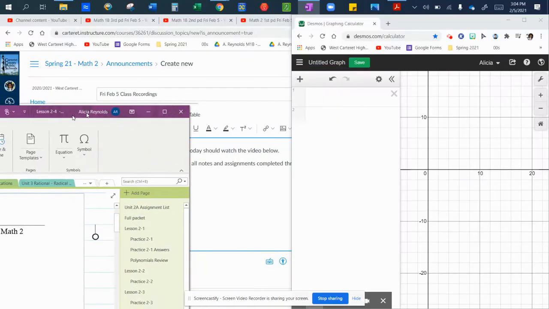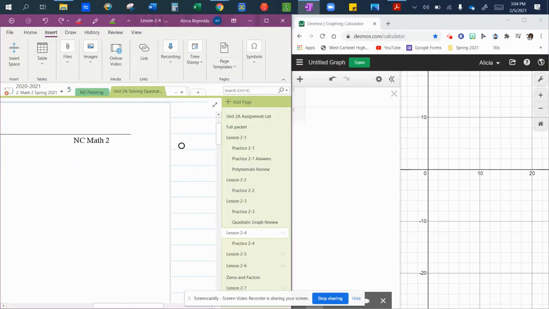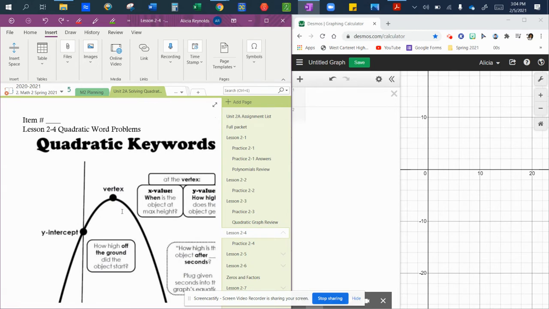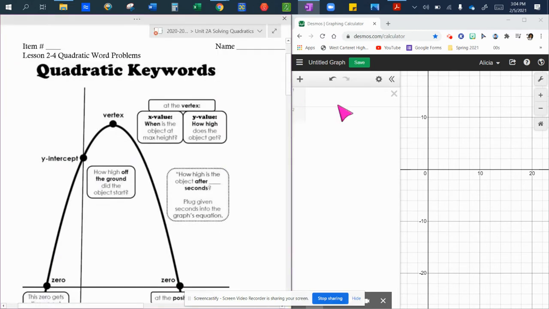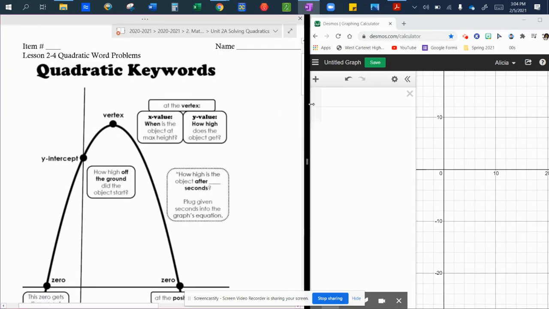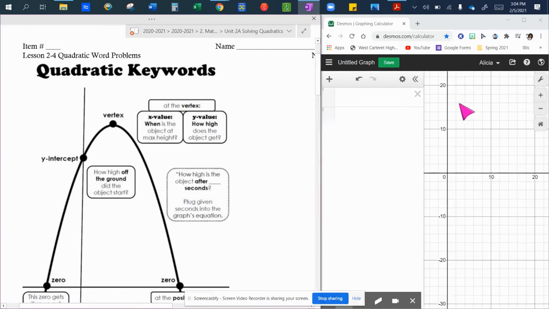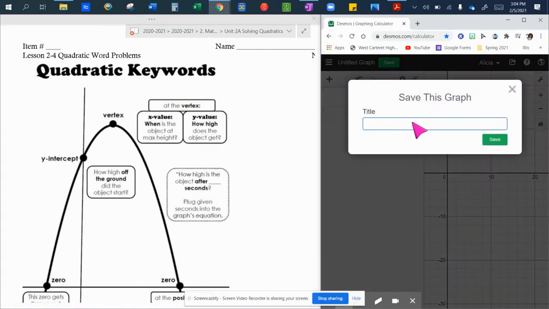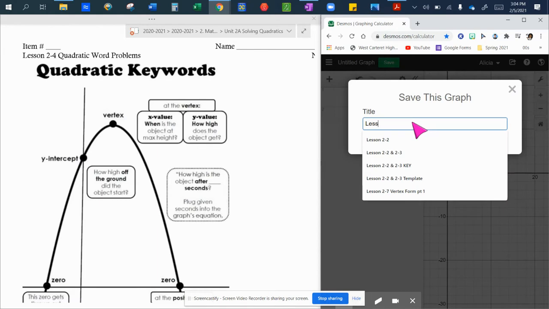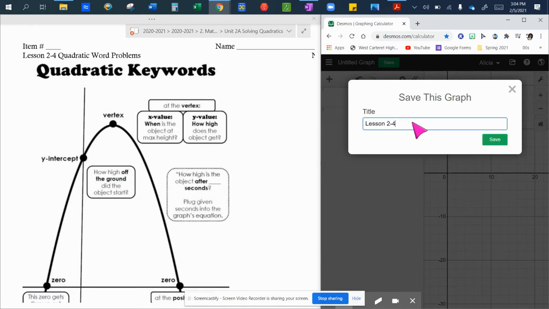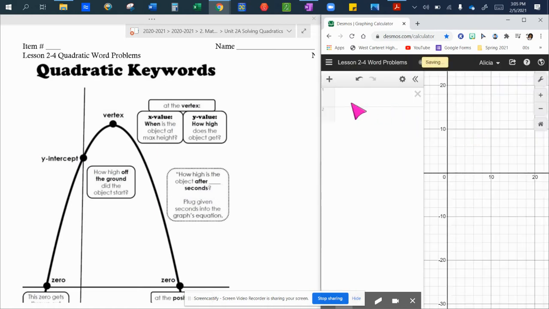This video is to review lesson 2-4 quadratic word problems. So I'm going to have our screen split with Desmos, and we're going to title this graph lesson 2-4 word problems. And you guys should be prepared to have this graph saved and submitted.